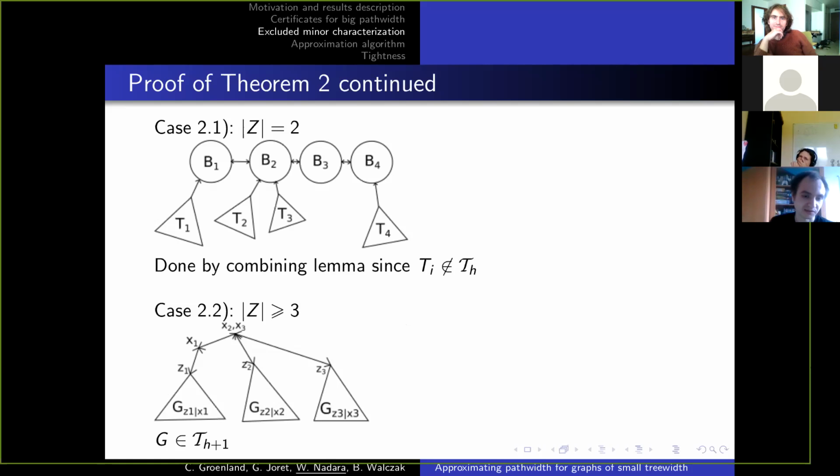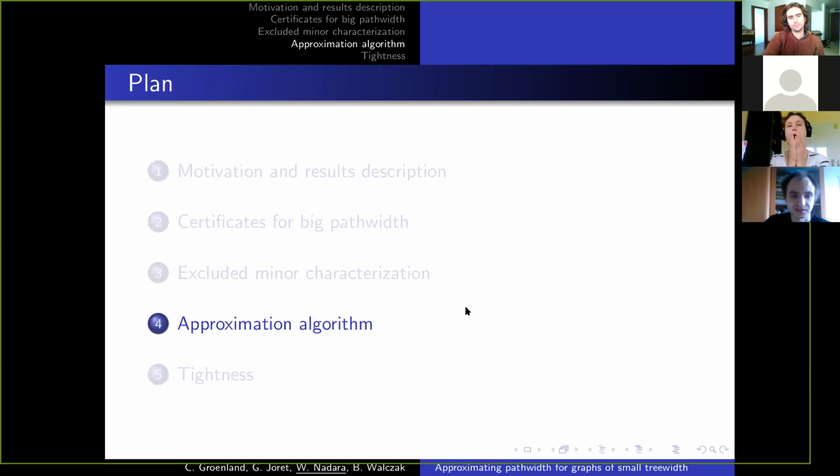So in the first outcome we produced a small path decomposition. In the second case we produced a better certificate, which is what we wanted to prove. So that concludes the proof of this theorem.